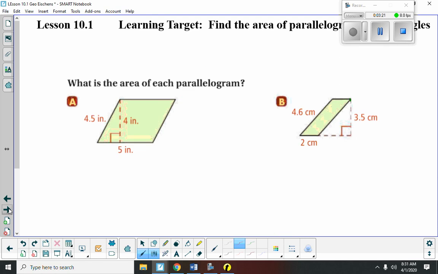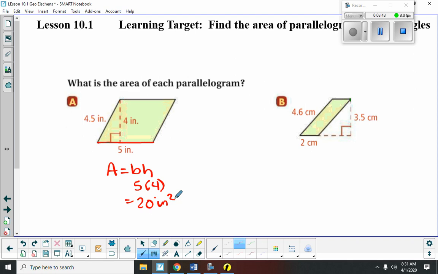Okay, here's an example. What is the area of each parallelogram? So area of a parallelogram is base times height. Well, the base and height are perpendicular. So the base is 5, the height is 4. And so that would give you 20. And area is in square units, so 20 inches squared.